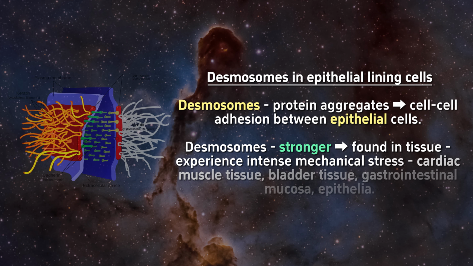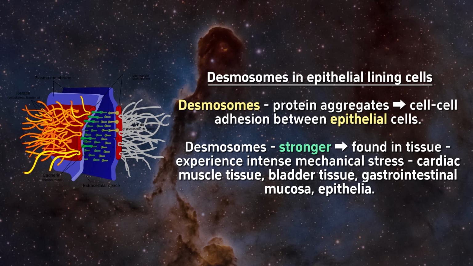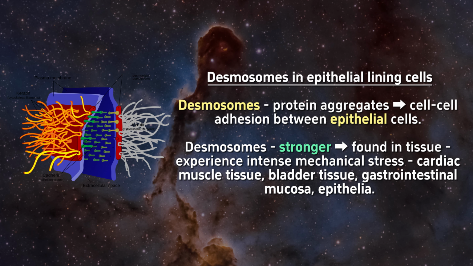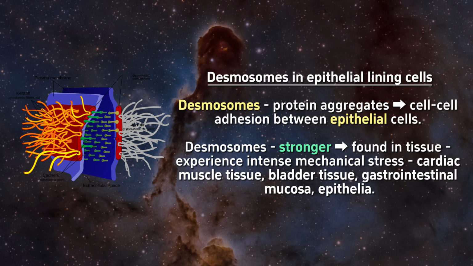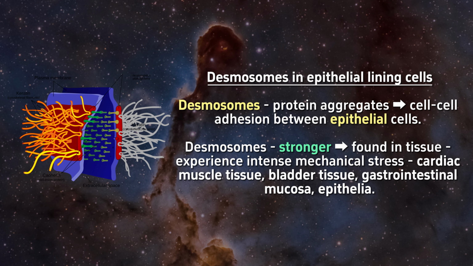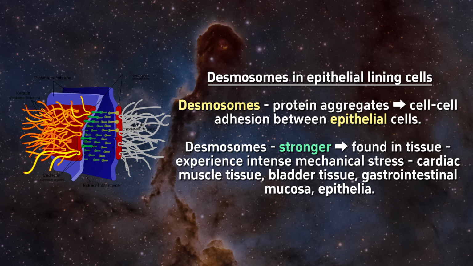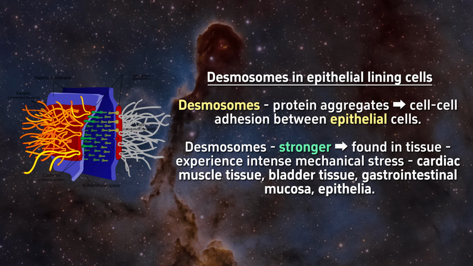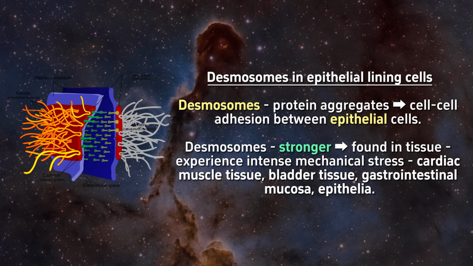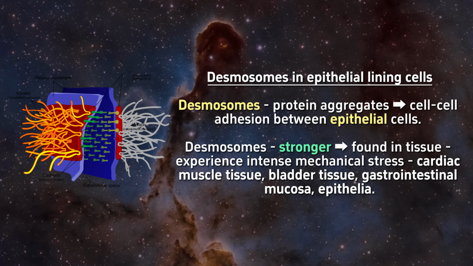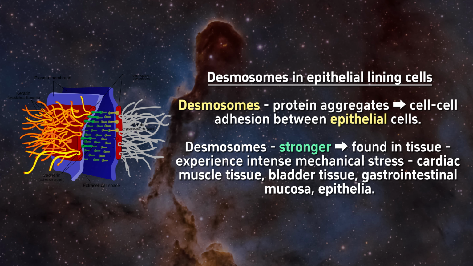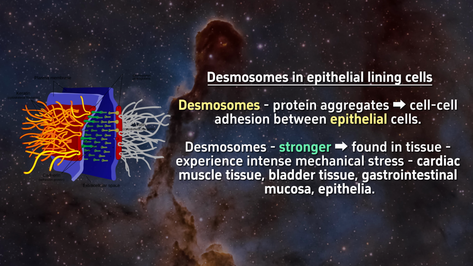Choice D, desmosomes are protein aggregates that mediate cell-cell adhesion between epithelial cells. Desmosomes are one of the stronger cell-to-cell adhesion types and are found in tissue that experience intense mechanical stress, such as cardiac muscle tissue, bladder tissue, gastrointestinal mucosa, and epithelia.